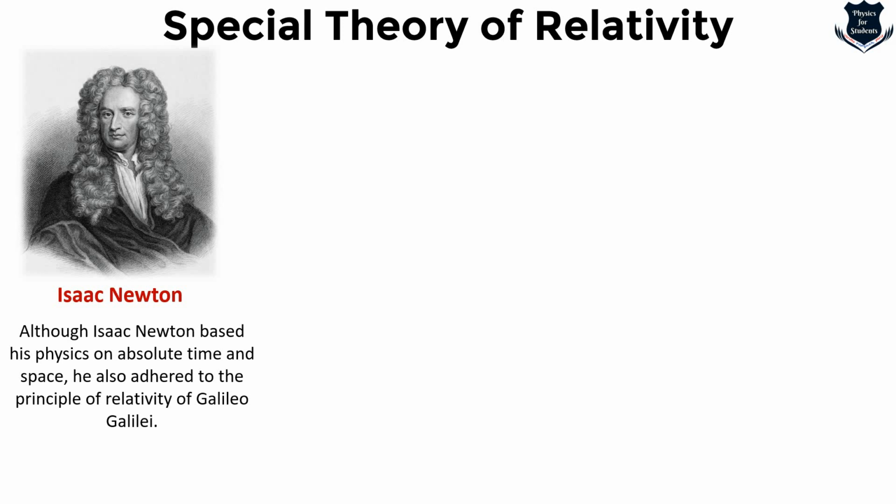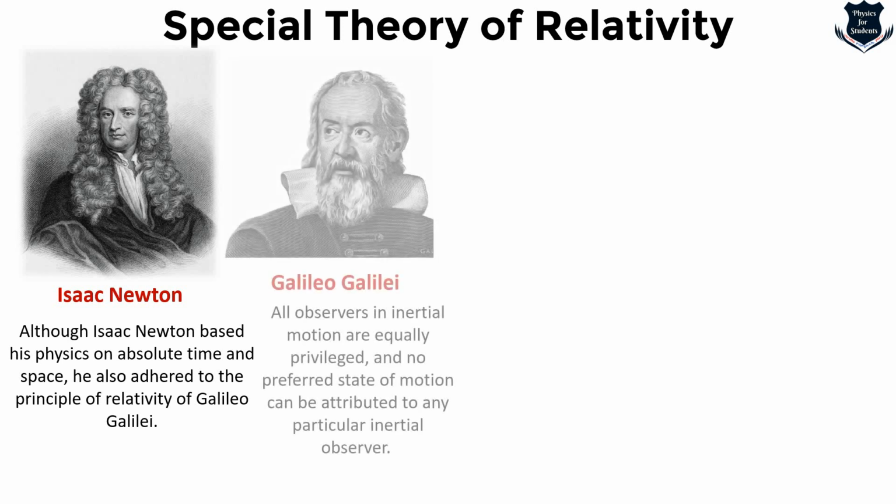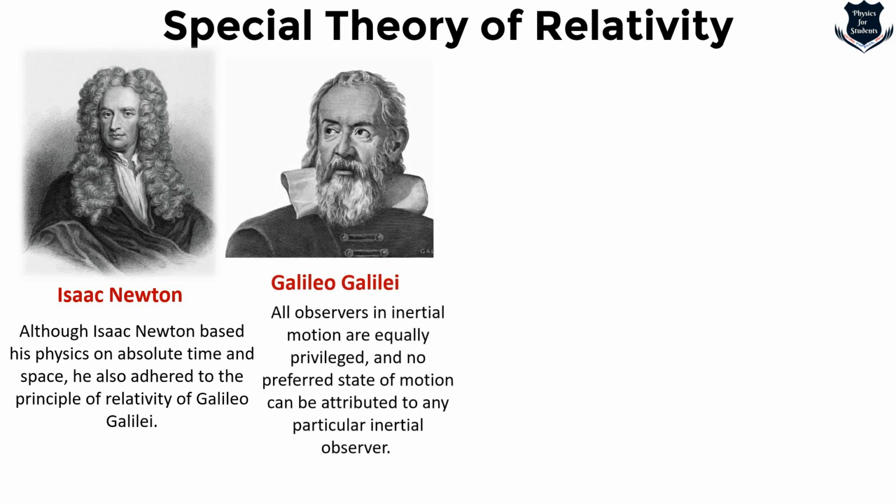Now although Isaac Newton based his physics on absolute time and space, he also adhered to Galileo's principle of relativity, restating it precisely for mechanical systems. This can be stated, for example, as: as far as the laws of mechanics are concerned, all observers in inertial motion are equally privileged and no preferred state of motion can be attributed to any particular inertial observer.